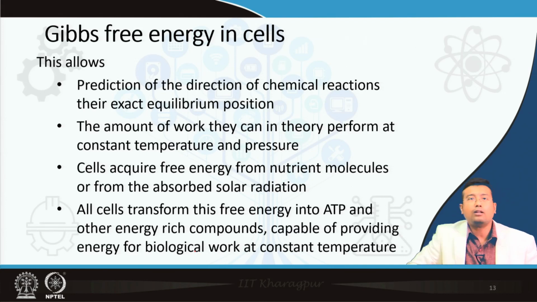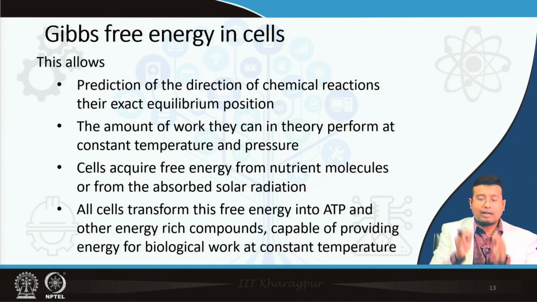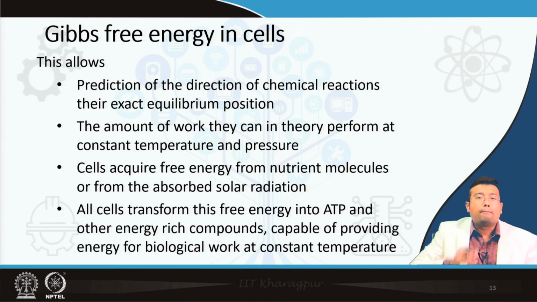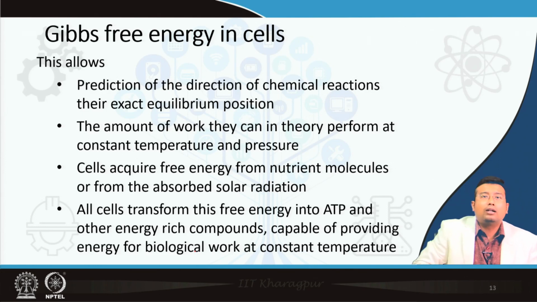Now let us find out what the Gibbs free energy allows the cell to do. It allows the cell to predict many things. Number one, whenever a chemical reaction is happening, as I told you, when the change in delta G is negative, the reaction is spontaneous, it is always occurring. But when this change in delta G stops, it means the cell has reached its equilibrium, meaning a reaction will not proceed in either direction. Next, the amount of work the cell can perform also depends on the total Gibbs free energy.